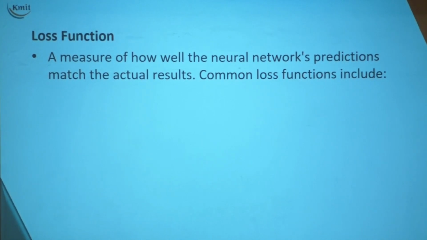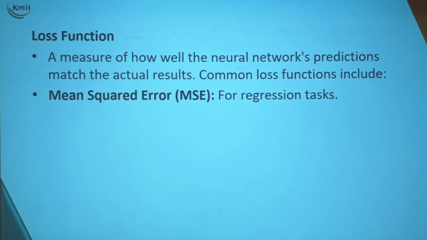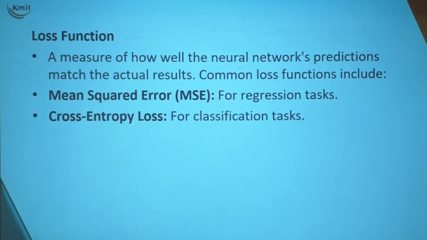What do we do in forward propagation? Transfer function calculation and activation. We also saw the different activation functions. Now let's quickly recap loss. So what is the loss function? Actual value minus predicted value. That will tell us how well the model is performing. The loss function is a measure of how well the neural network's predictions match the actual results. What are the common loss functions? Mean square error, which we use for regression. Cross entropy, which we use for classification. In cross entropy we have binary cross entropy for binary class and categorical cross entropy for multi-class.